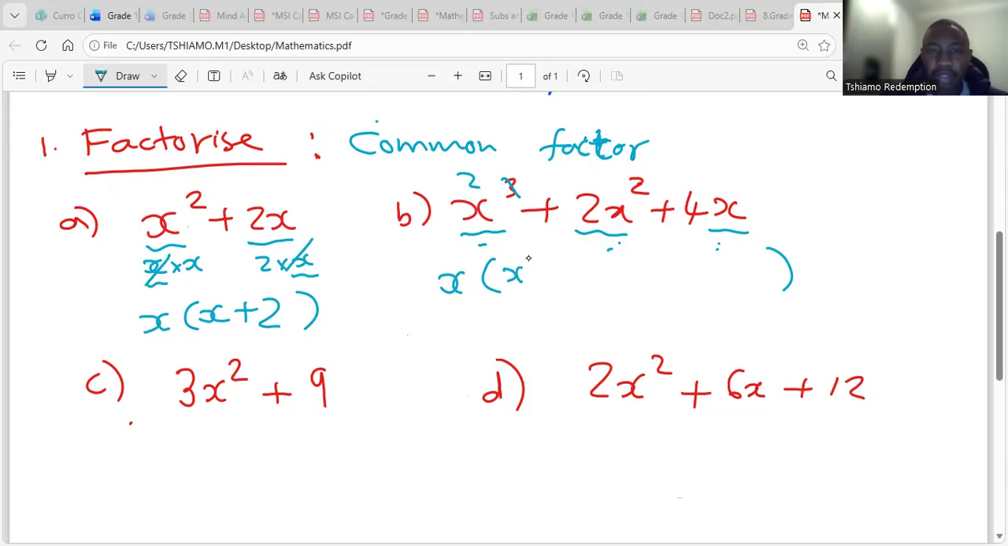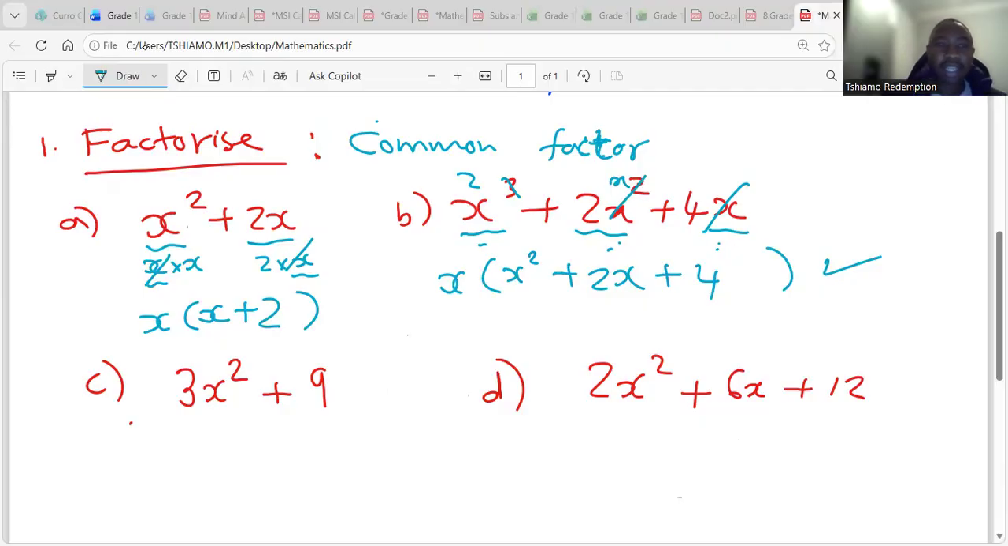So here, x squared. If I took out 1x there, I'm left with plus 2x. If I took out the x there, I'll be left with plus 4. Can you see now? That becomes your answer. So factorization is in fact the reverse order of simplification.